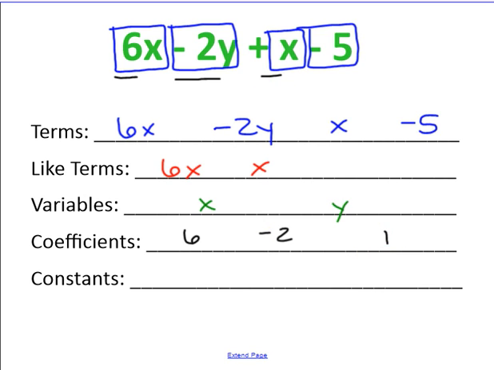And then last but not least, what are my constants? I only have one, which is a negative 5. And constants are the numbers that are by themselves.